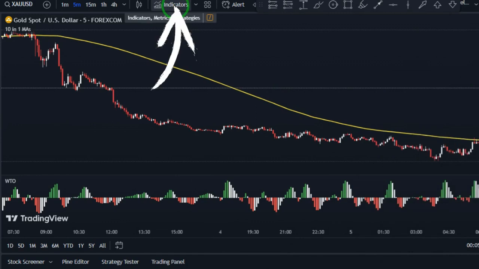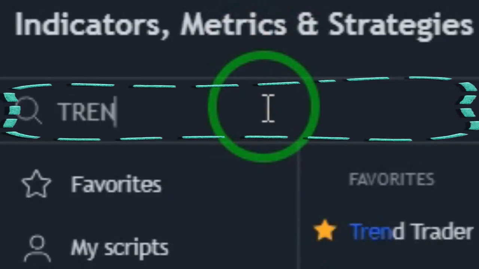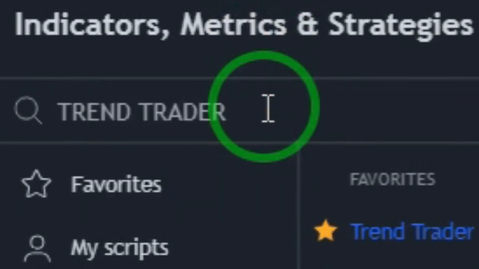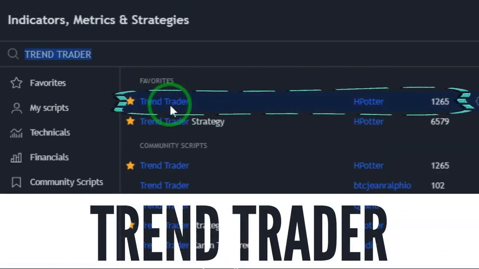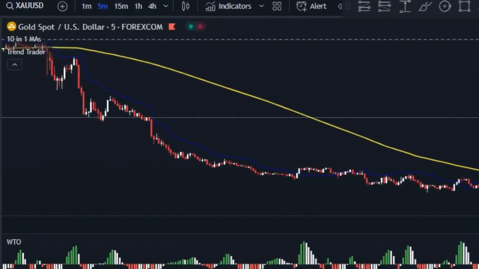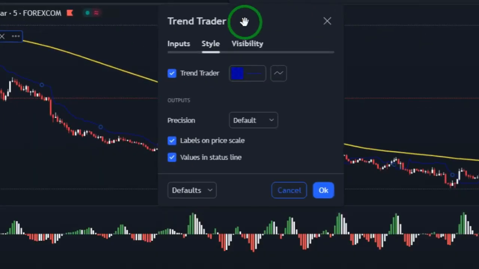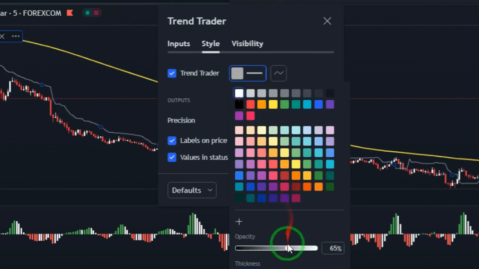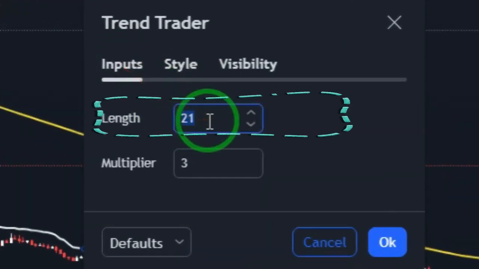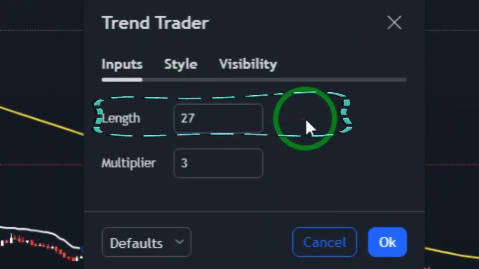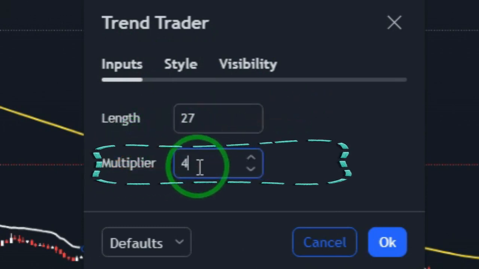The last indicator we need is the trend trader indicator. This indicator will give us trade signals. In the settings, we should change the trend trader color from the Style tab. Then from the Inputs tab, set the length to 25 and the multiplier to 3 to properly configure the indicator.